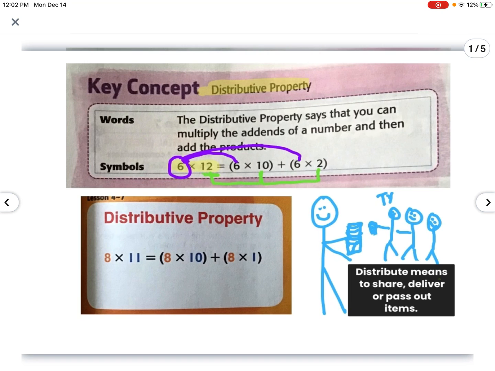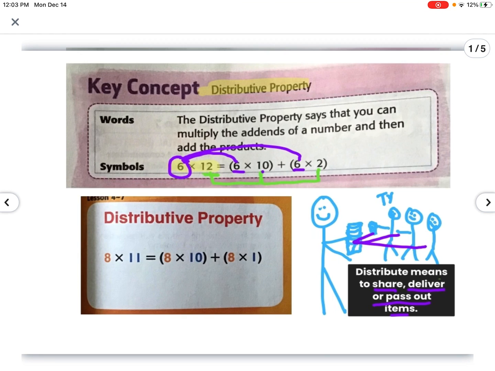And then we are going to distribute, or share, the 6. Okay, the word distribute means to share or deliver or to pass out items. Like I would distribute the cups at the party, so I'm going to give everybody a cup. So here I'm going to give everybody a 6. Okay? And then I just multiply the parts and then add them together.